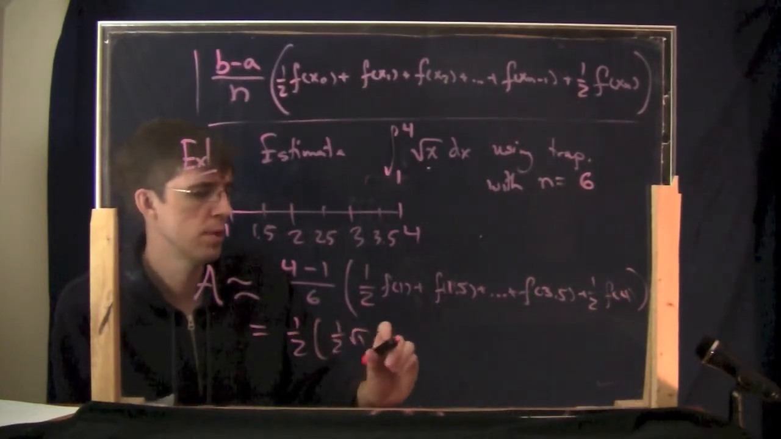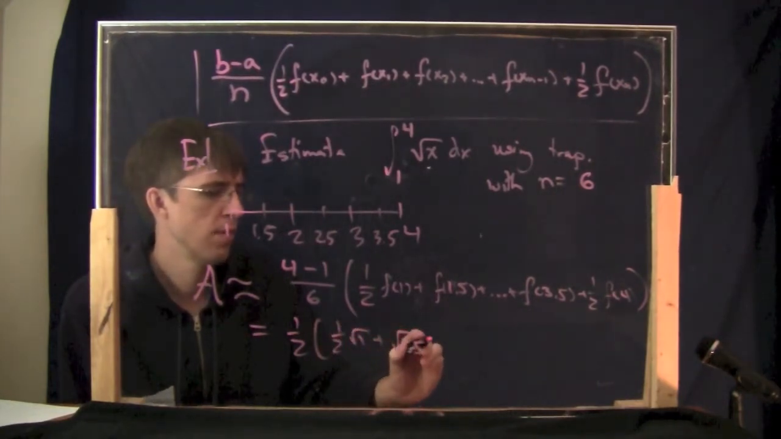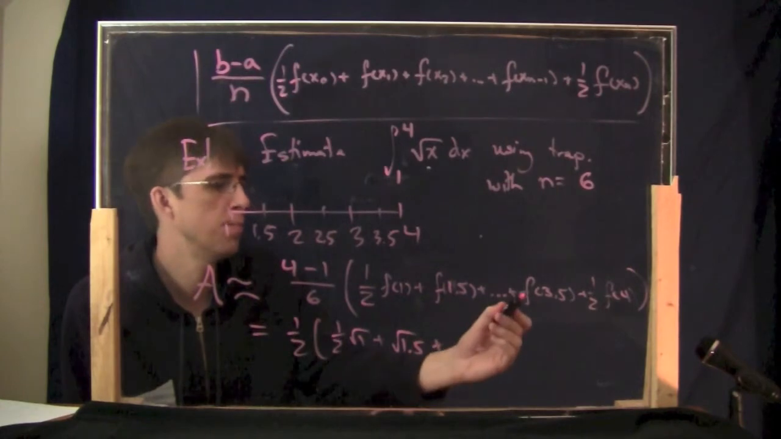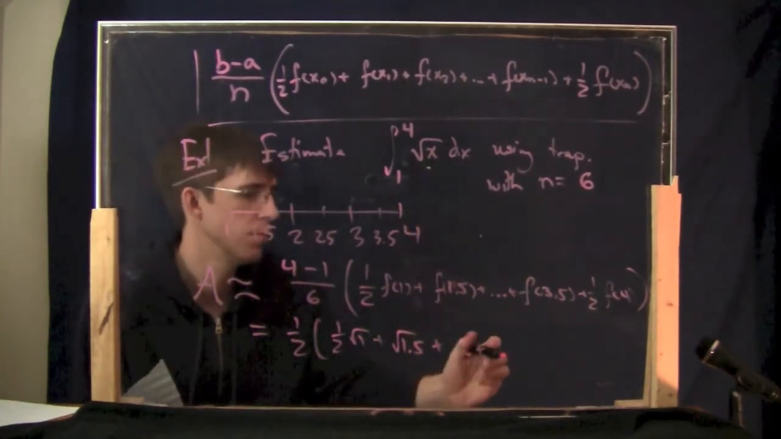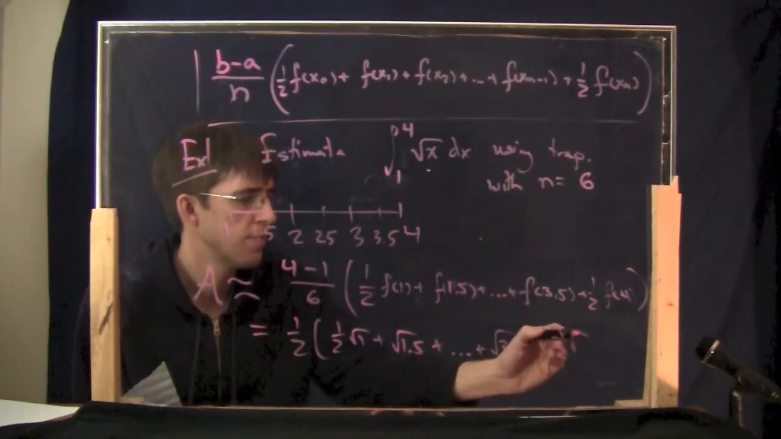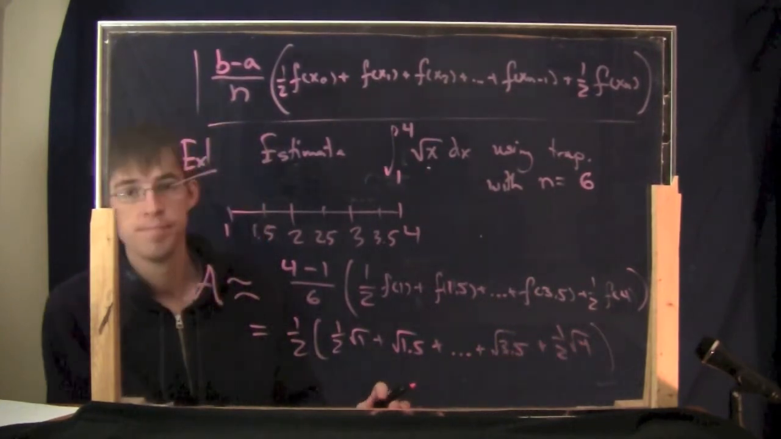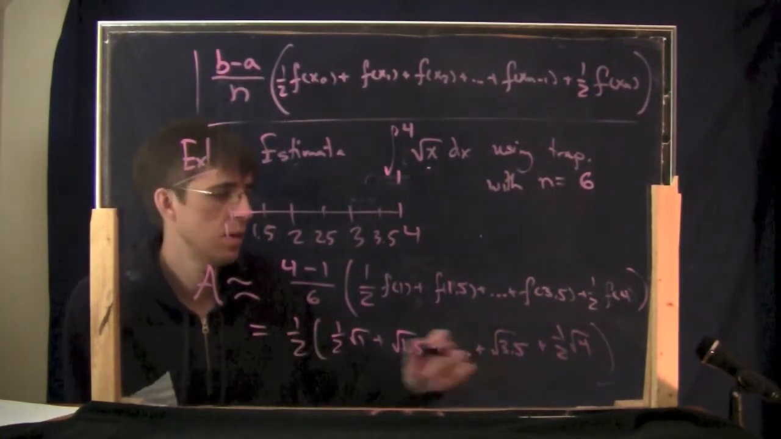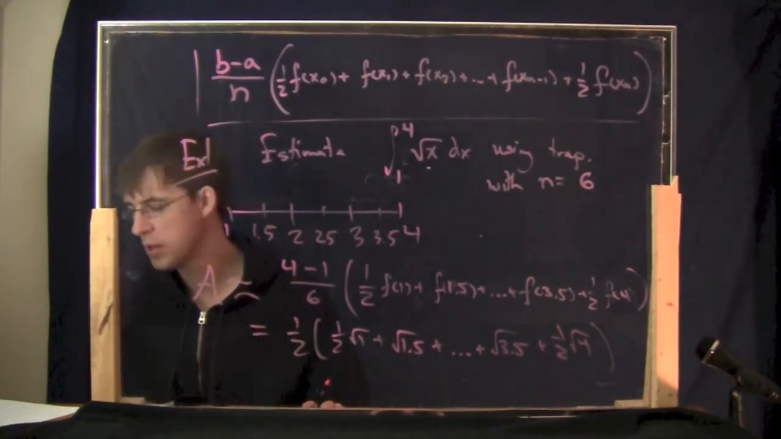1/2 square root 1 plus square root 1.5 plus and so on. Every time you see f, that means the square root. So here, square root 3.5. Finally, 1/2 square root of 4. That's that. This is the value for the trapezoid rule.